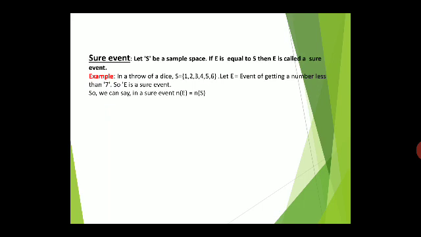Then sure event. Let S be a sample space. If E is equal to S, then E is called a sure event. As for example, if you throw a die, S is the set containing elements 1, 2, 3, 4, 5, 6, and let E be the event of getting a number less than 7. So E is a sure event, because the number of elements in E is equal to the number of elements in S.